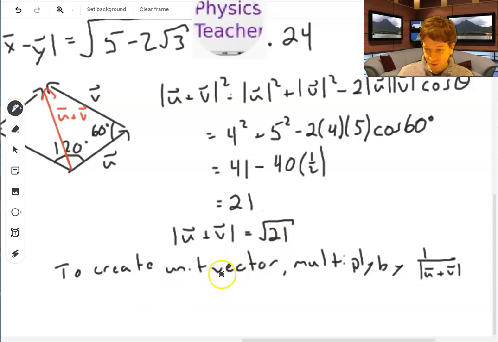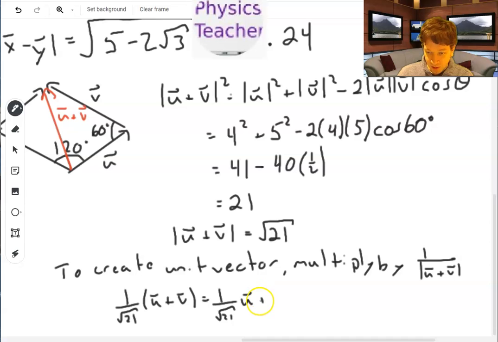So we get 1 over root 21 multiplied by that vector, which we were trying to find our unit vector for, U plus V, which gives us 1 over root 21 U plus 1 over root 21 V. And this 1 over root 21 U plus 1 over root 21 V is a unit vector in the direction of U plus V, which is what the question asked for.